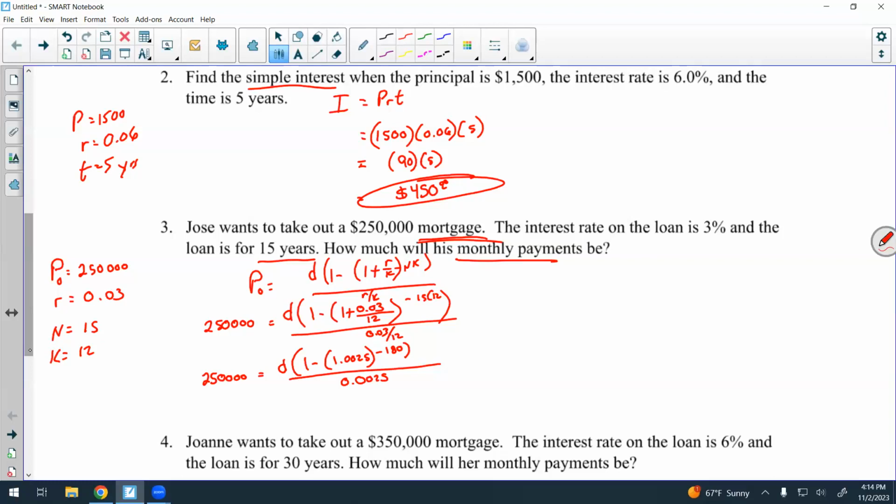See, I'm nice, they give me nice even percentages. Originally, it was something like 4.7%. Yeah, nasty numbers. I don't like nasty numbers, especially when you're just learning how to do something. So again, we multiply by 0.0025 on both sides. And what do we get? 0.0025 times 250,000 gives me 625 on the left.